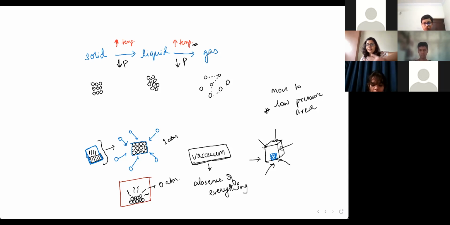But when you're increasing the pressure, you're pressing against those molecules. So if it is a gas, you're increasing the pressure, you're closing the distance between them. So gas turns into liquid, liquid turns into solid.